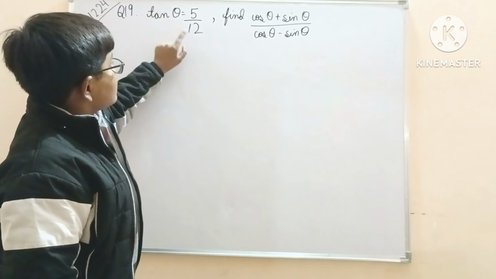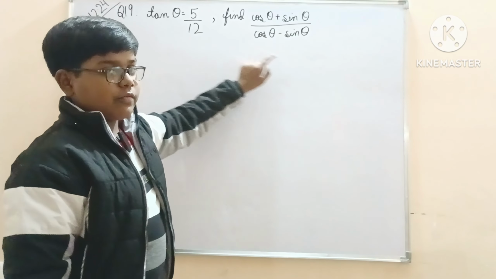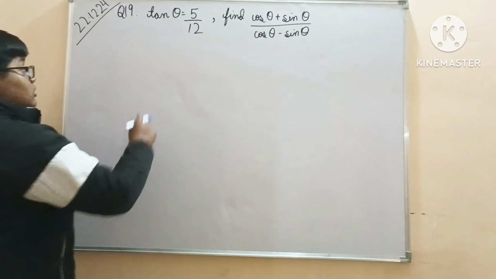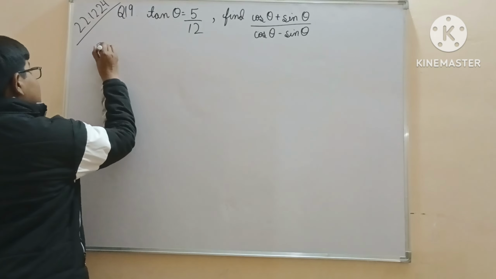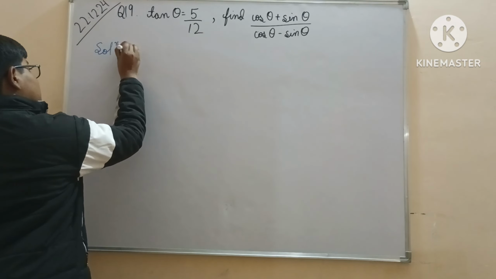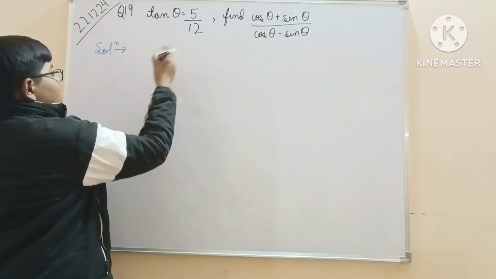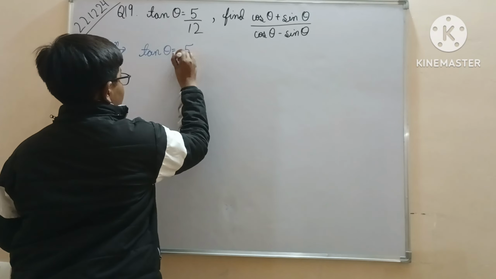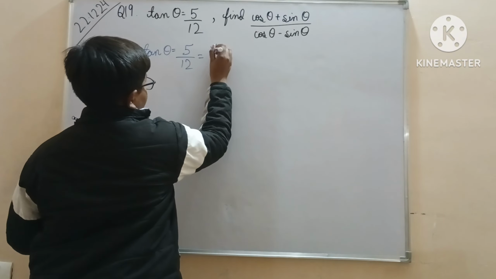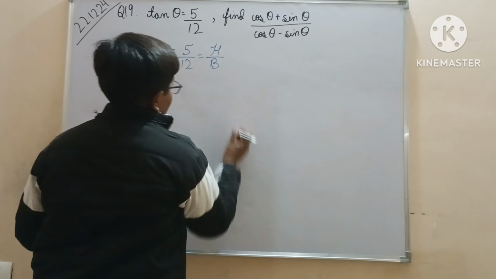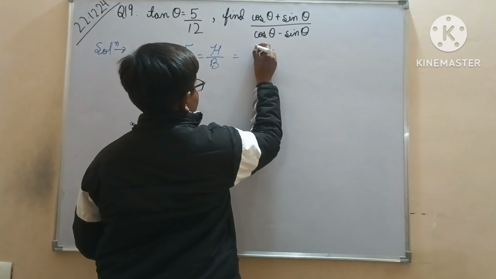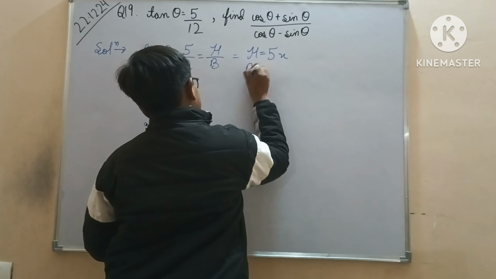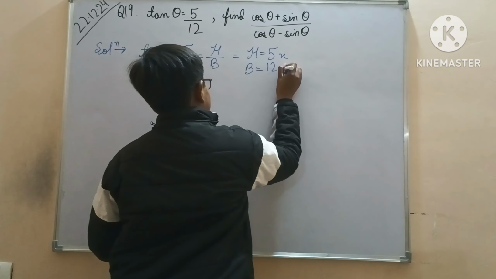So tan theta is equal to 5 divided by 12. We have to find the value of cos theta plus sin theta divided by cos theta minus sin theta. As tan theta is equal to 5 divided by 12, and the formula of tan theta is height divided by base, we can let the values be x. So the value of height will become 5x and base will become 12x.